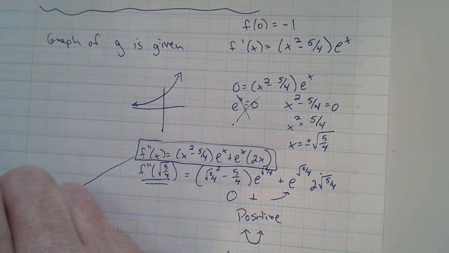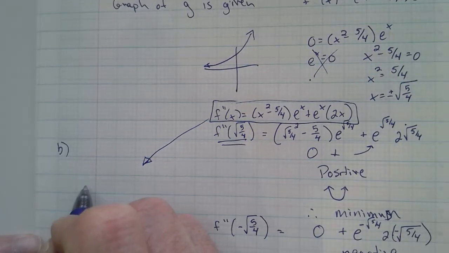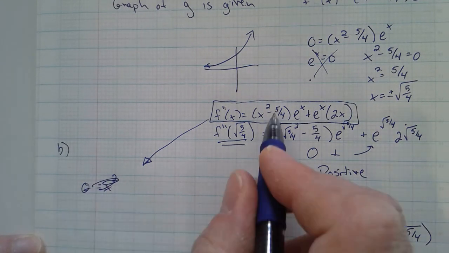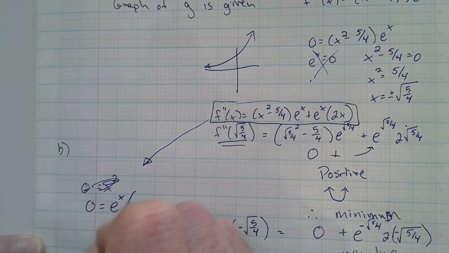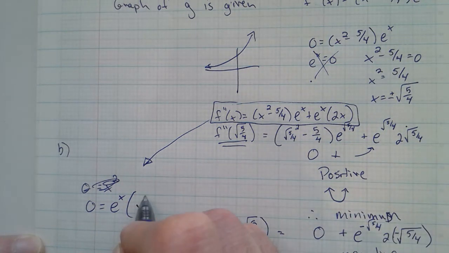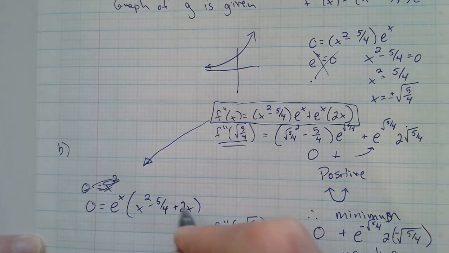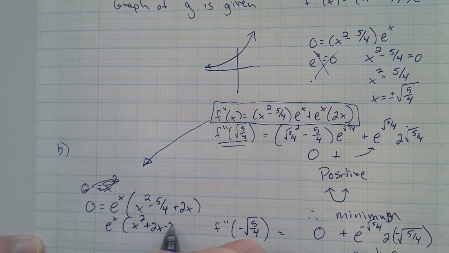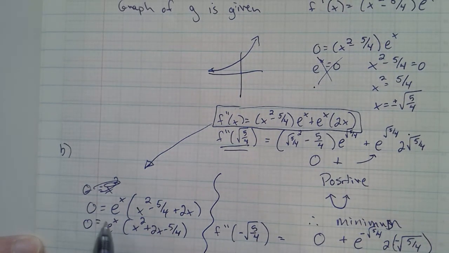This is part B. So 0 equals, I'm going to factor out an e to the x right here. So 0 equals e to the x times x squared minus 5/4 plus 2x. Let me clean it up just a bit. X squared plus 2x minus 5/4 equals 0. Well, we know e to the x equals 0 has no solution.